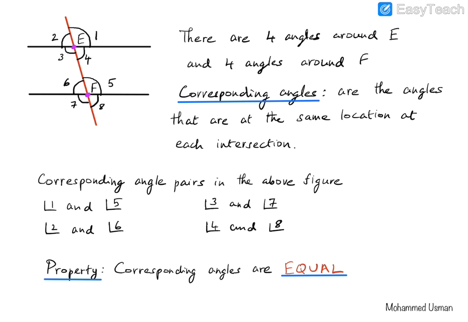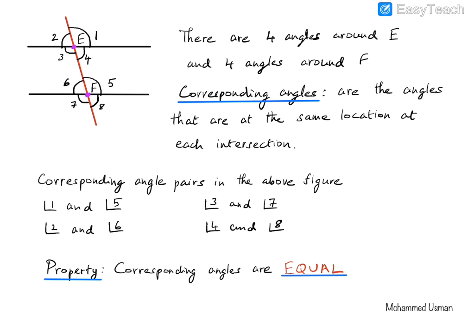That means angle 1 and angle 5 will have the same value. So whatever is the value of angle 1, we will have the same value for angle 5. For example, if angle 1 is 110 degrees, angle 5 will also be 110 degrees, in which case angle 2 will be 70 degrees. That means angle 6 will also be 70 degrees, in which case angle 4 will be 70, as well as angle 8, and so on. So the corresponding angles will always be equal.